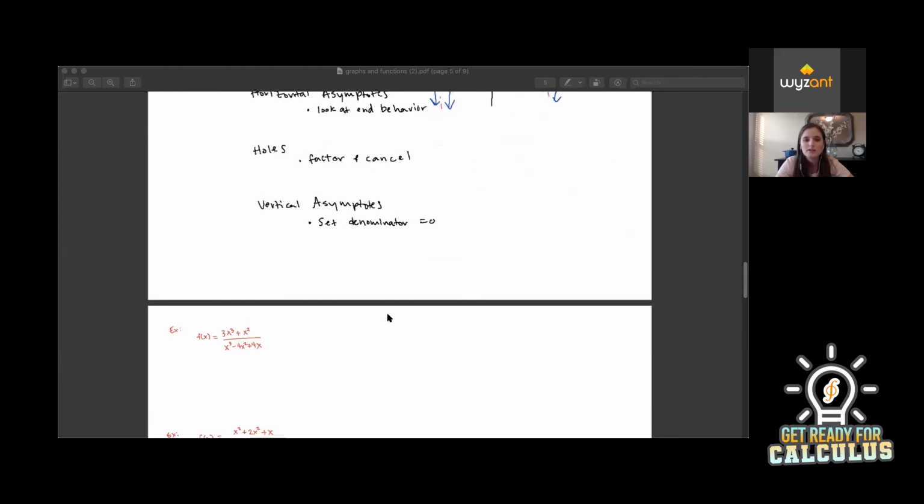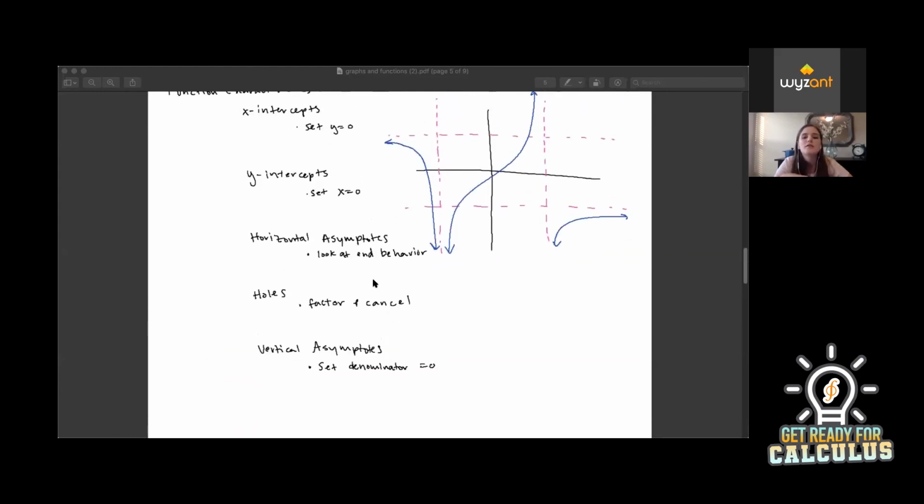Okay, so let's do some examples. For the x-intercepts, we're going to set y equal to 0. For the y-intercept, x is 0. Horizontal asymptotes, we're going to talk about a trick when we see the functions to see whether it goes to a number, it goes to infinity, or it goes to 0. Holes, we're going to factor and cancel. Vertical asymptotes, we're going to set the denominator equal to 0, but after we've canceled out all the holes. That's a lot of information right now, so we're going to break it down problem by problem.